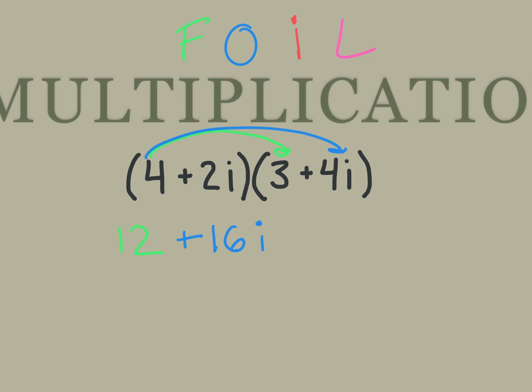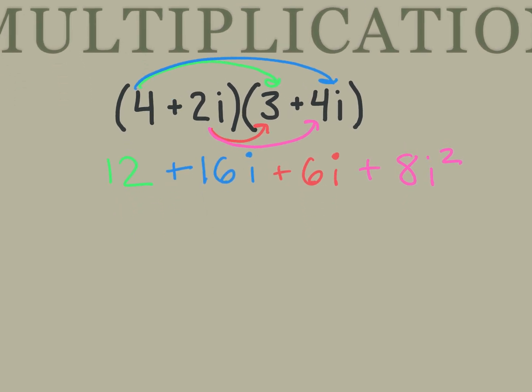And then the inner. So what are the inner ones? 2i. What's 2i times 3? 6i. So plus 6i. And then the last. What are the last ones? 2i times 4i. So that'll be plus 8i squared, because I have two i's being multiplied there. What should I do next? You have to cancel out the i squared. What does the i squared turn into? -8. Awesome. So the 8i squared turns into -8.